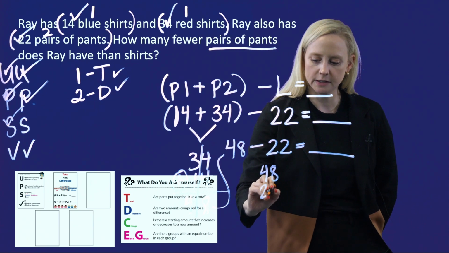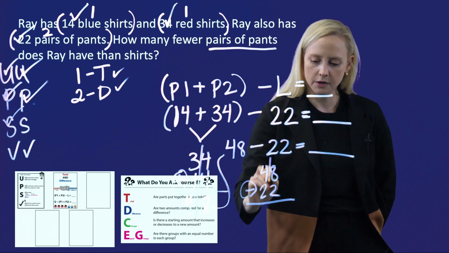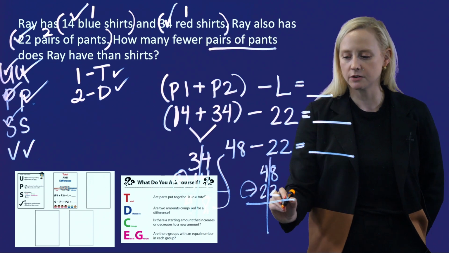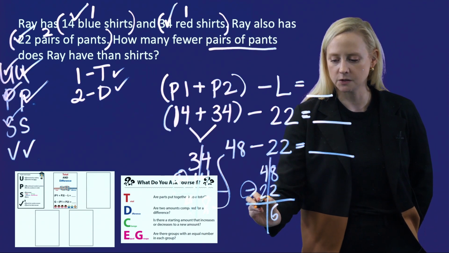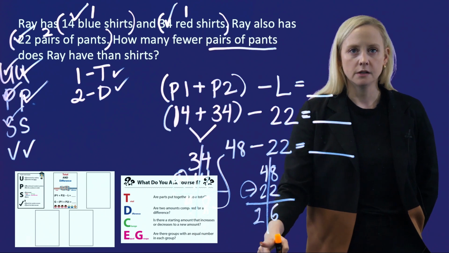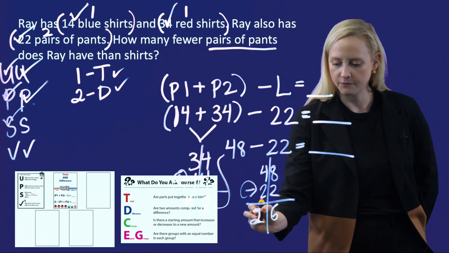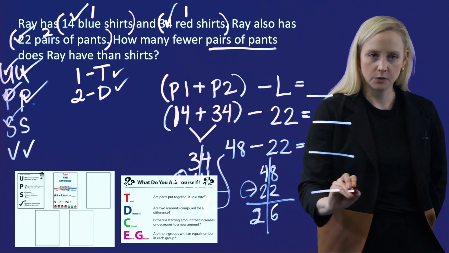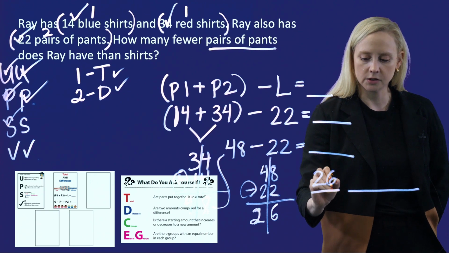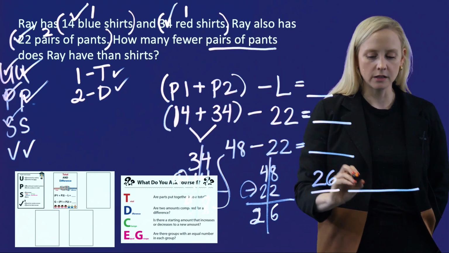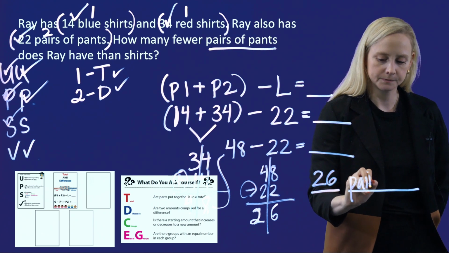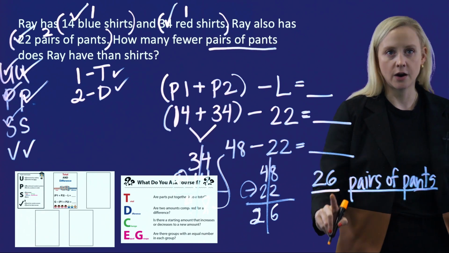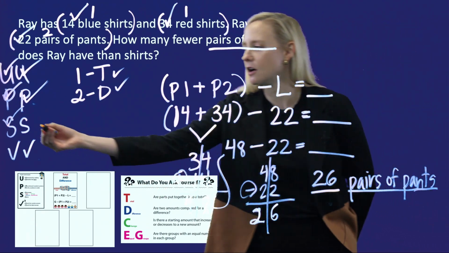So again, you could do the mental math, or you can line it up like I am. Draw your lines in between our place value columns and circle our sign. 8 minus 2 is 6. 4 minus 2 is 2. So here I'm not finished. That number answer is going to get really lonely if it doesn't have a buddy. So here, I'm going to write my number answer. Then I can just look back to what I underlined. I underlined pairs of pants. So now I have my number answer and my label answer. I have solved the problem.